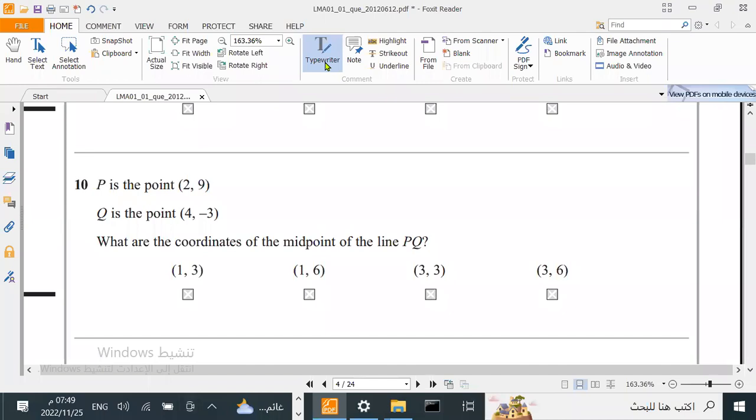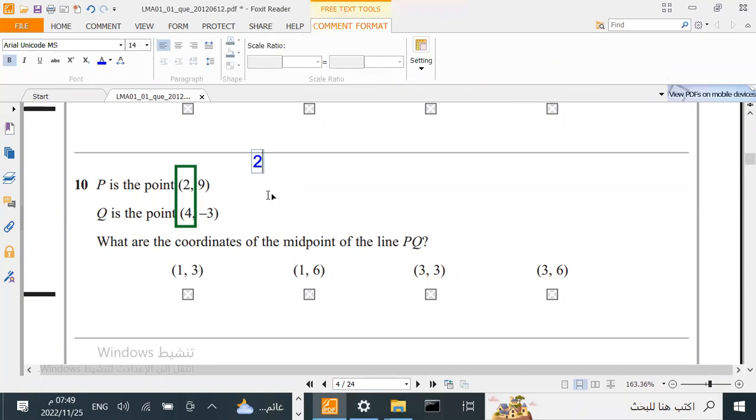We add the x's together and the y's together. We add the x's that we have, which are 2 plus 4. Okay? We write 2 plus 4, and then I divide it by 2.